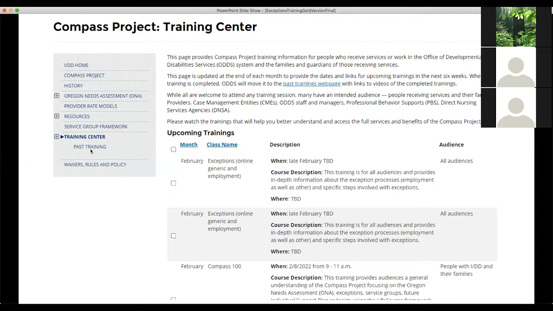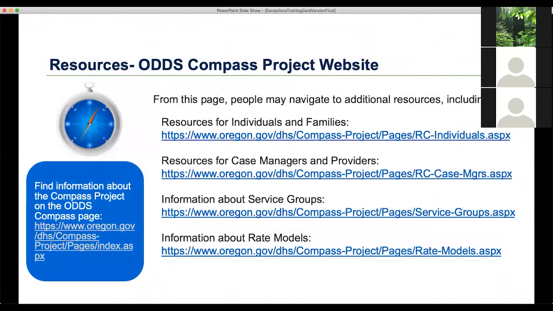If you look in the menu on the left, there's a link to past training, and they are available on YouTube. Then on the next slide, we've got some links for you. The first one is resources for people and families, case managers, and service groups, and then there is a link to the rate models. If you need additional information, you can find it there.